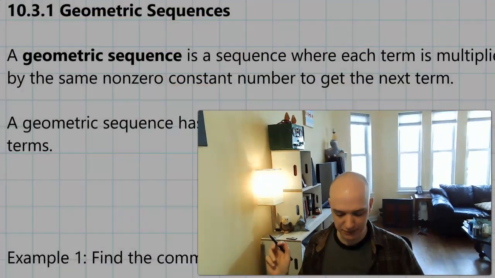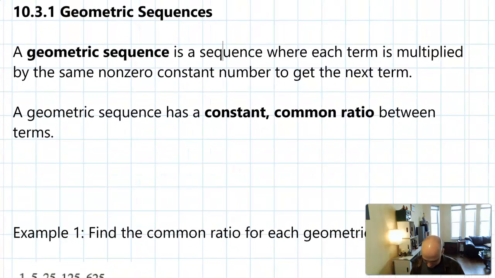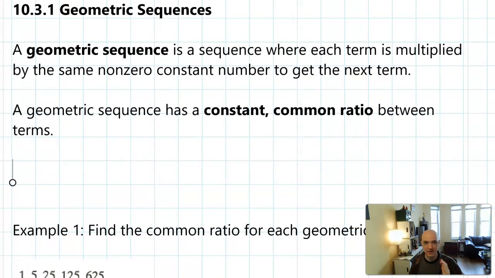Today we're going to look at something called a geometric sequence and then later on a geometric series. So what is a geometric sequence? Well, it is a sequence of numbers where each term in the sequence is multiplied by the same constant non-zero number to get the next term. A geometric sequence always has that constant common ratio between consecutive terms.